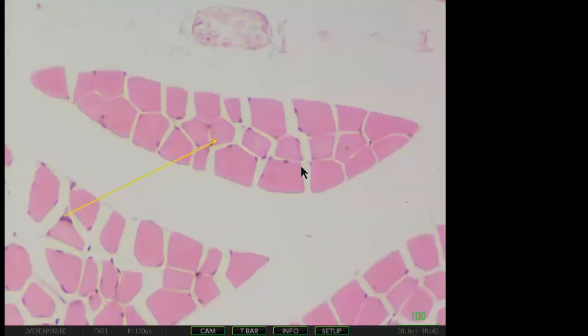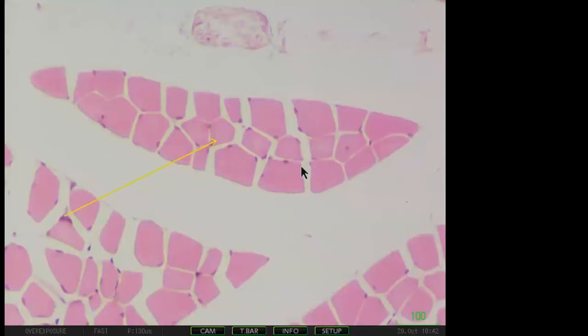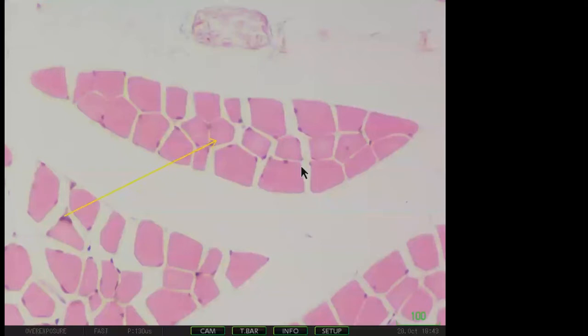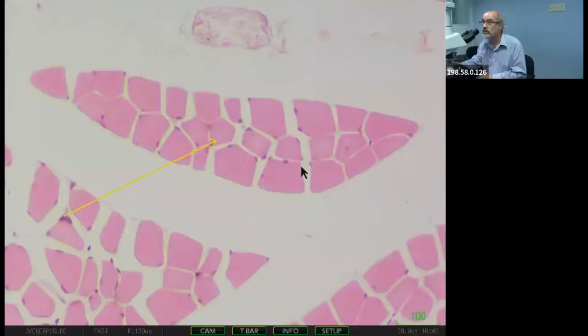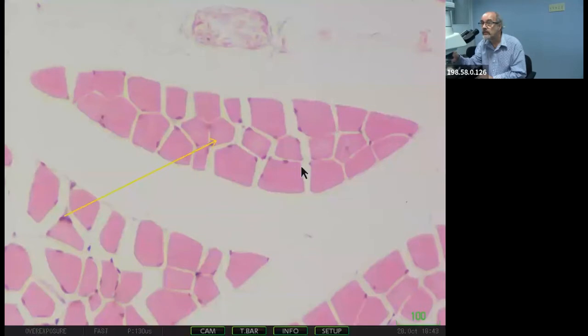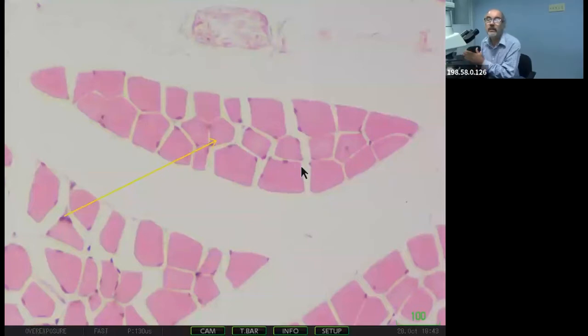Could you repeat the location of these cells? The location of what? The cells. What do you mean by the location of cells? These cells that we're looking at. I missed it. I don't hear you. You want to repeat again?